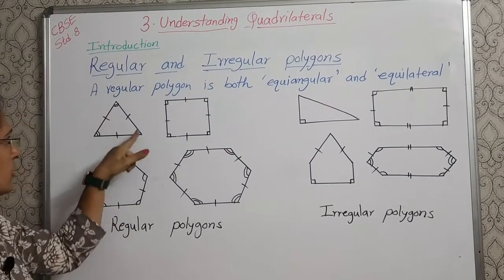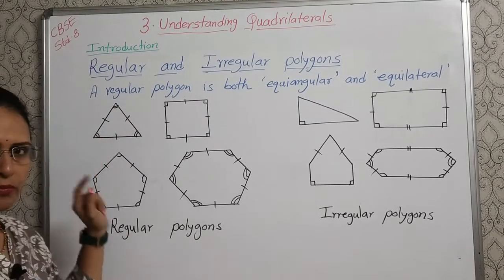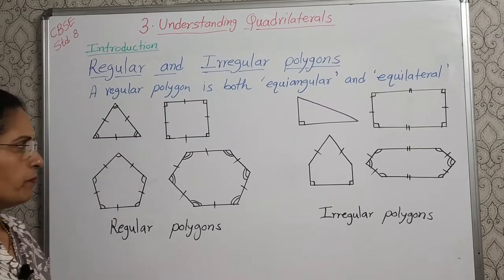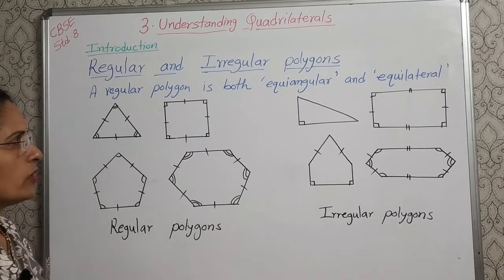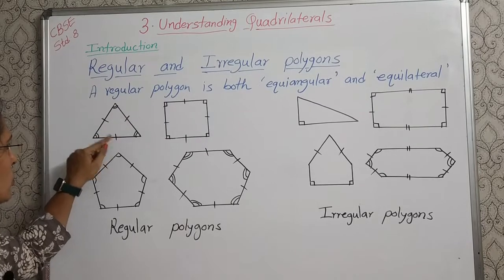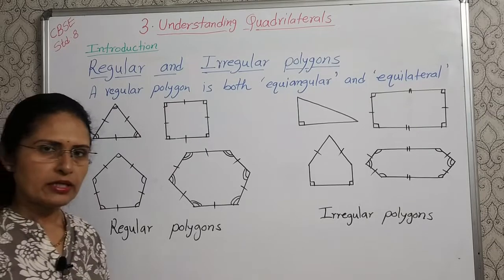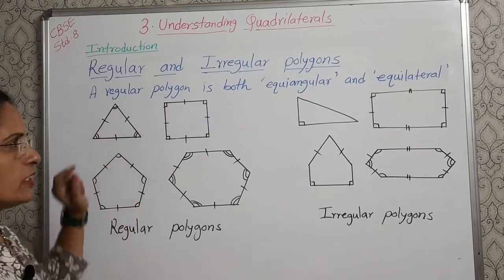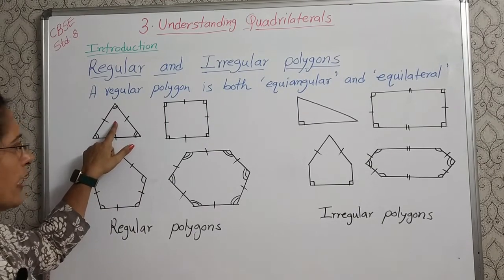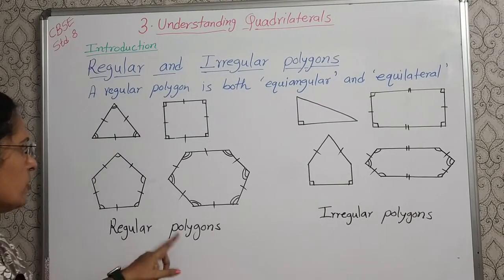First is a triangle where all angles are shown with the same marking. It means the measurement of each angle is the same, all the angles are equal. Therefore this is equiangular, and all the sides are also shown by the same marking. Therefore this figure is equilateral also. It means this figure is equiangular as well as equilateral. Therefore this polygon is a regular polygon.